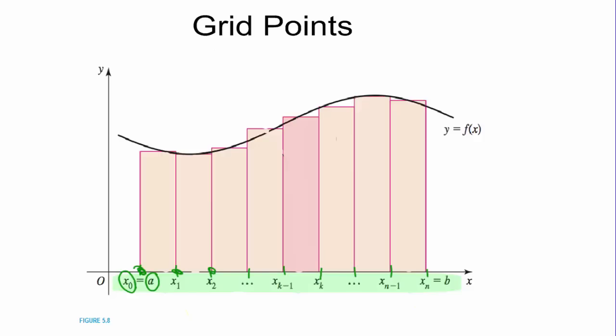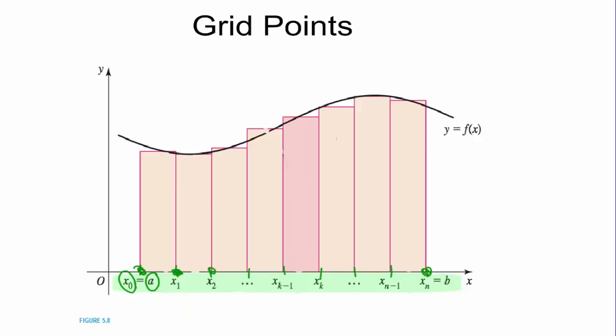The grid point between the first and second rectangle is x sub 1. Between the second and third rectangle is x sub 2. Third and fourth rectangle is x sub 3. All the way to the end, where the last grid point is x sub n, and it's the same as B. Sometimes these grid points are also the x values you end up using in the problem, but sometimes they are not. So we want to think of them as different things.